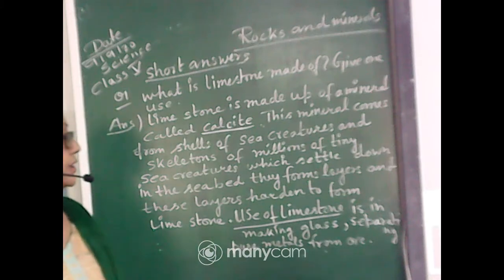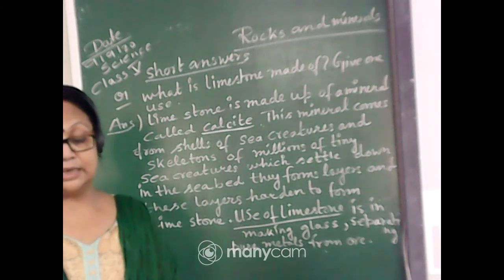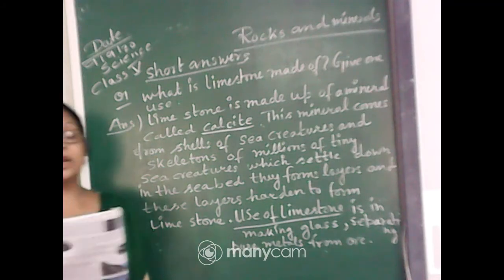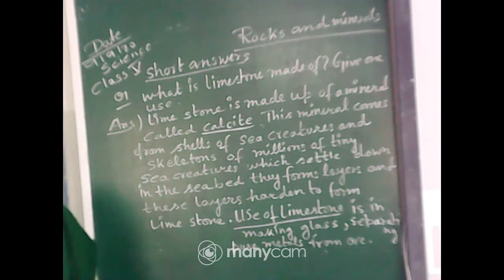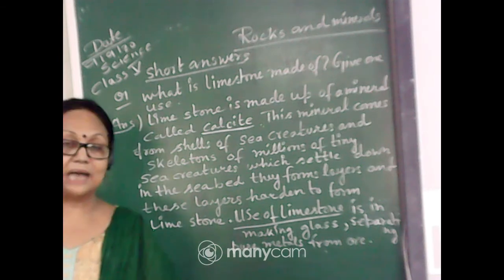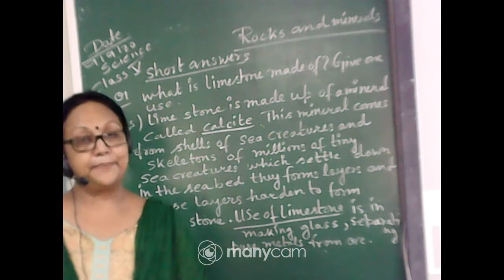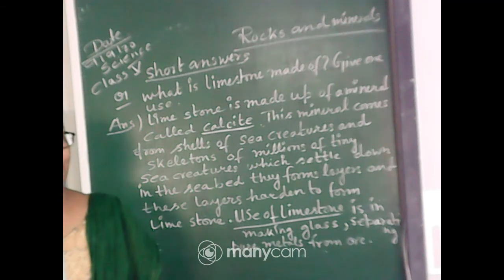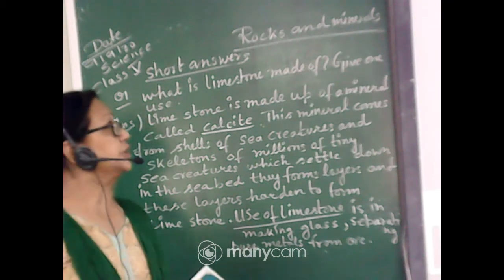Okay, so these are the two uses of limestone. So first of all, limestone is made up of a mineral called calcite, and this is actually made up of millions of tiny sea creatures which settle down in the seabed and form different layers, and these become hardened to form limestone. And what are the uses? It is used to make glass, as well as to separate pure metals from their ore. Okay, so this is the first question completed.